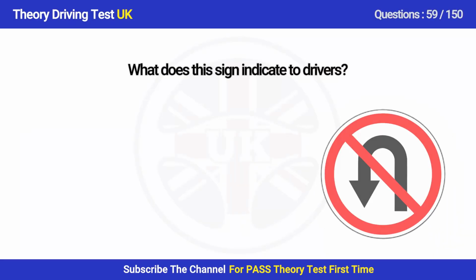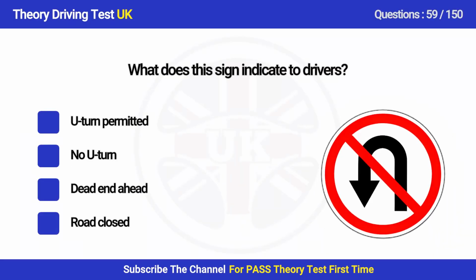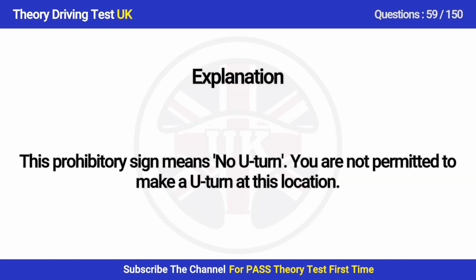Question 59. What does this sign indicate to drivers? A. U-turn permitted. B. No U-turn. C. Dead end ahead. D. Road closed. Answer is B. No U-turn. This prohibitory sign means no U-turn. You are not permitted to make a U-turn at this location.